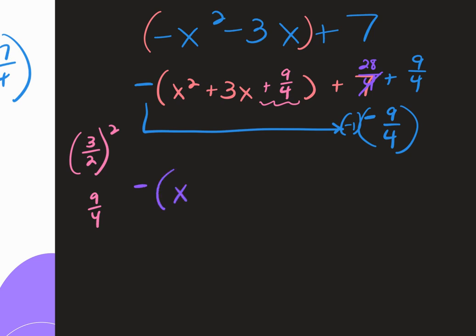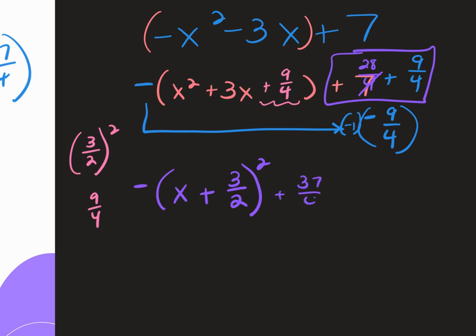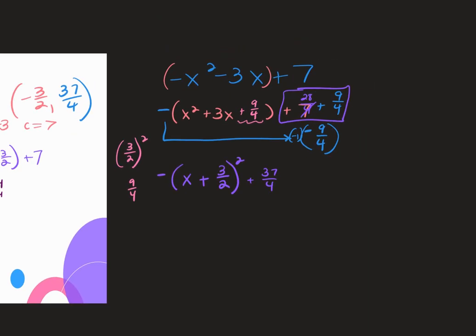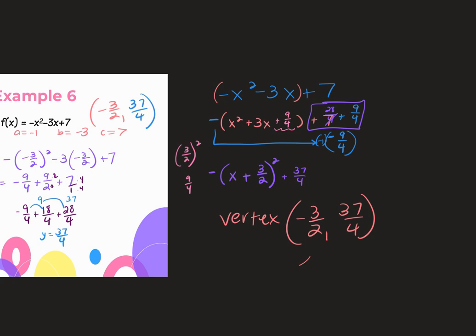Square root the x squared. Square root the 9/4. Take the sign from the middle, put it in parentheses and square it. And then add 28: 9/4 plus 9/4, which is 37/4. And from there, my vertex is the opposite of what follows x, so negative 3/2 and positive 37/4. So you would get the same answer, both methods.